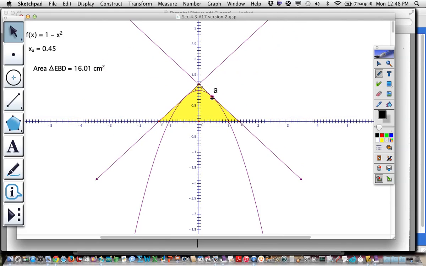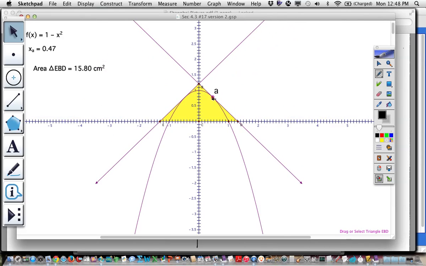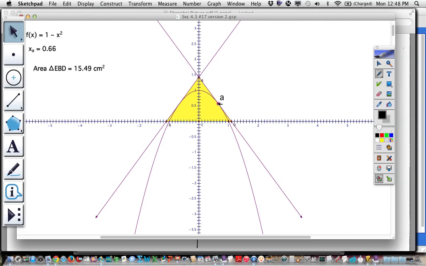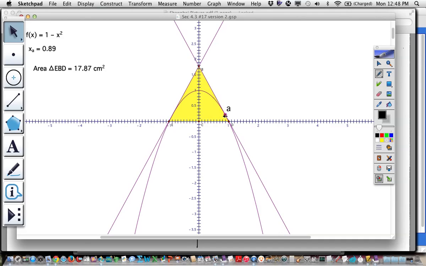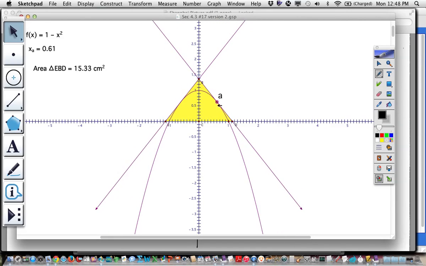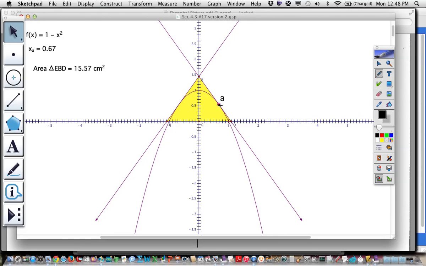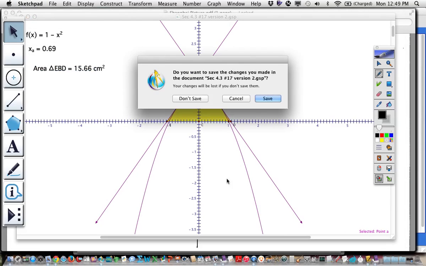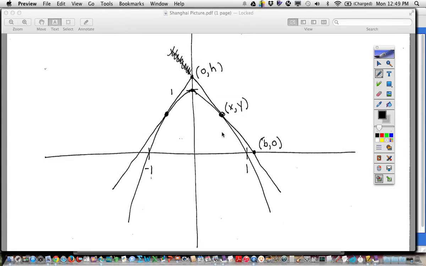But as you move it down here, the triangle area is getting smaller. But then you get past about here, and now the area starts getting bigger again. So the idea is that somewhere in here, the area is a minimum. And then now we need to find that point. Okay, so this helps you to at least see what the situation is. Okay, so this is the picture that I've drawn. And I think this would be a good picture for you to draw as well.